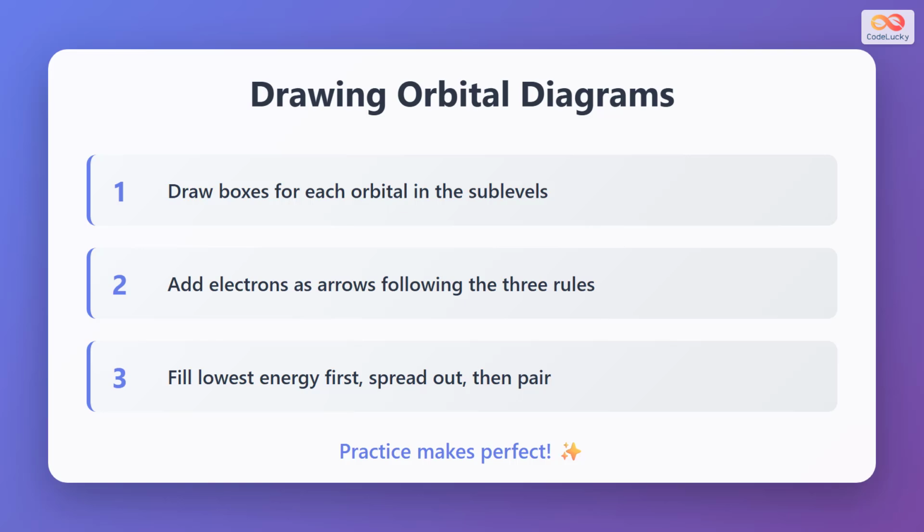You now have everything you need to draw orbital diagrams. Step 1. Draw boxes for each orbital in the appropriate sublevels, remembering that S has 1 box, P has 3 boxes, D has 5 boxes, and F has 7 boxes. Step 2. Add electrons as arrows following the 3 rules we discussed. Step 3. Always fill from lowest energy to highest, spread electrons out in degenerate orbitals first, then pair them up. With practice, this will become second nature. Keep practicing with different elements to master this essential skill.